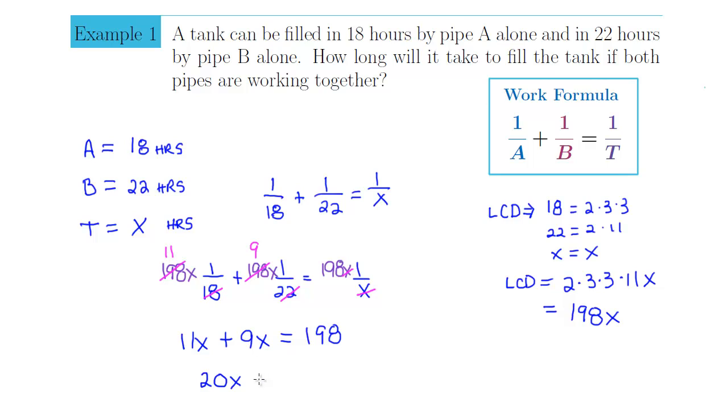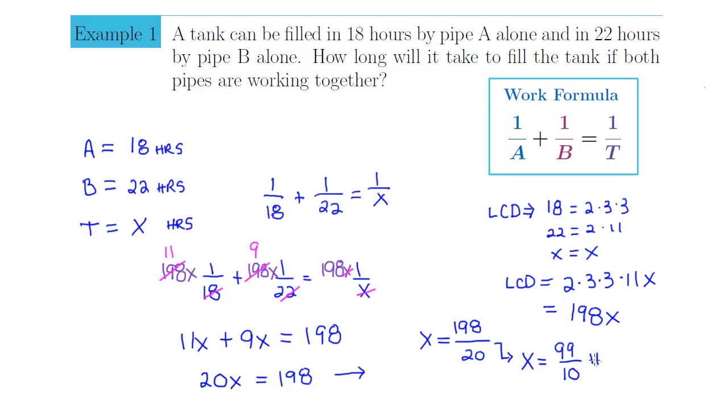11x plus 9x is 20x, so we have 20x equals 198. Dividing both sides by 20 tells us that x, the amount of time it takes for these pipes to work together, is simply 198 divided by 20, which we want to reduce to 99 over 10 by dividing top and bottom by 2. And that's as far as that can be reduced.